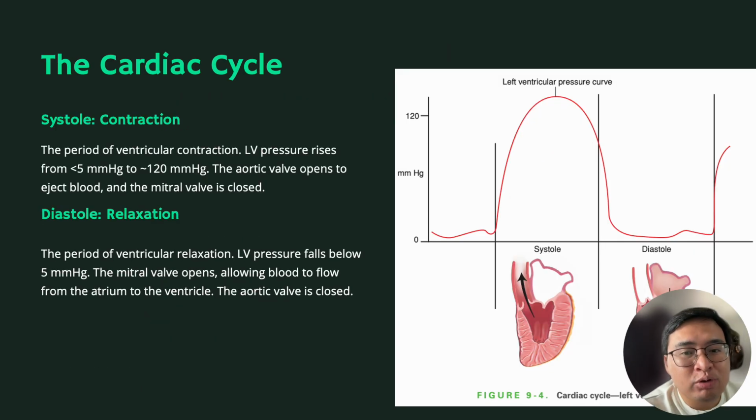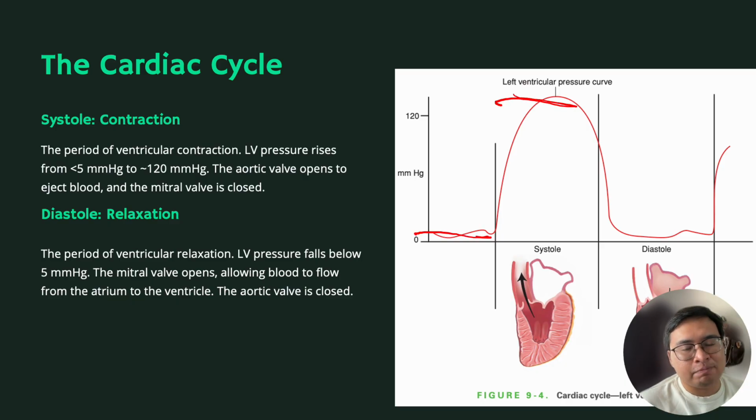Aside from anatomy, we also have to quickly review the cardiac physiology. Let's review the cardiac cycle. So there are 2 phases, right, during the cardiac cycle, systole and diastole. Systole is the period of ventricular contraction. So this graph here shows the pressure inside the left ventricle. So during systole, or during contraction, left ventricular pressure rises from less than 5 millimeters mercury up to around 120 millimeters mercury.